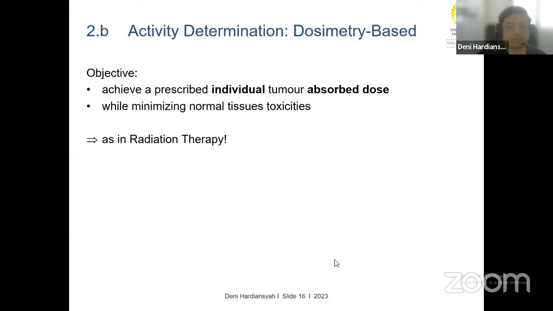So therefore, medical physicists, you also need to know how to calculate the activity that needs to be injected into the patient for an optimal therapy by calculating it individually. So the objective here is to achieve a prescribed individual tumor absorbed dose while minimizing the normal tissue toxicity. It is similar to external radiation therapy.